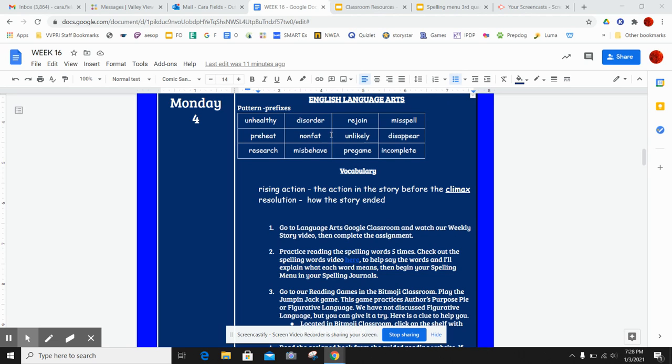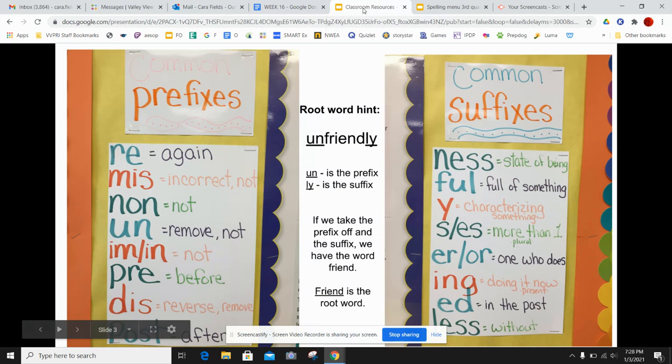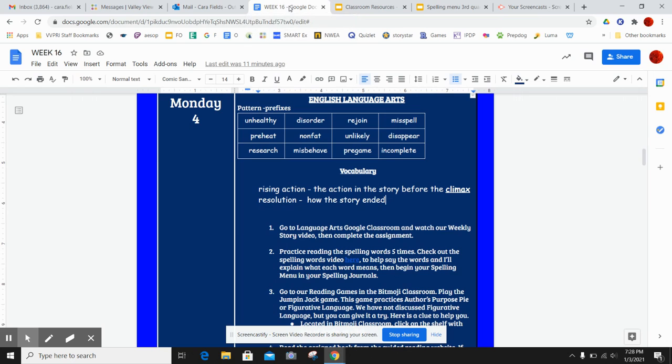And if you're not sure about some of these prefixes, remember, if we go to our Bitmoji page in our resources, we have these common prefixes right here. So we know that re means again, miss means incorrect or not. All right, so we have all of these here. So if we're not sure about what some of these words mean, you can go to this page and help yourself out, okay? So like unhealthy, we know that un means not, so it's not healthy.